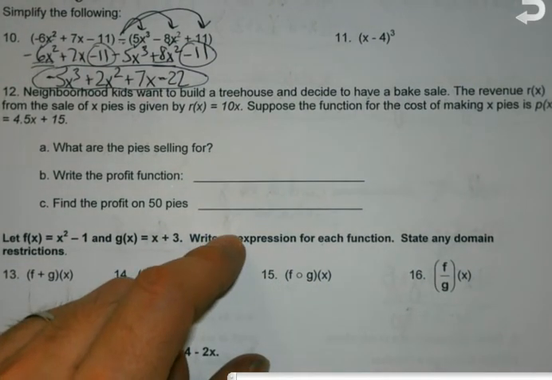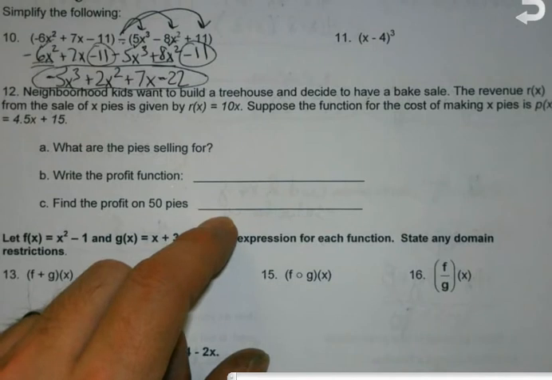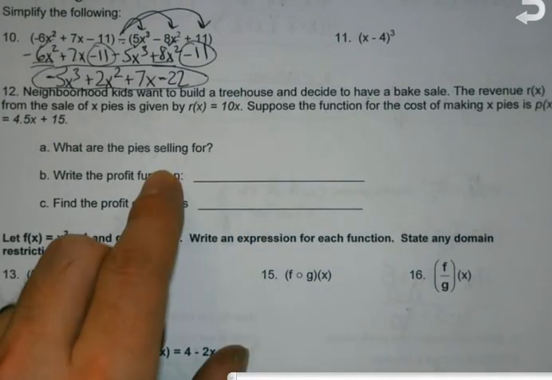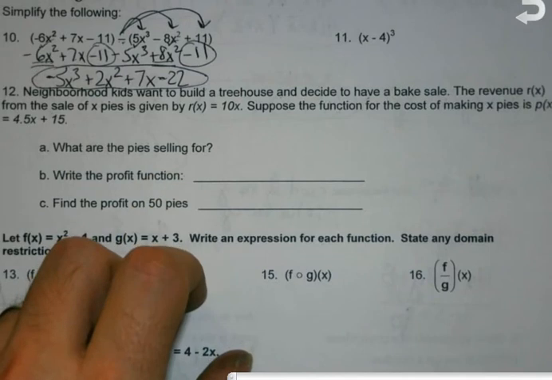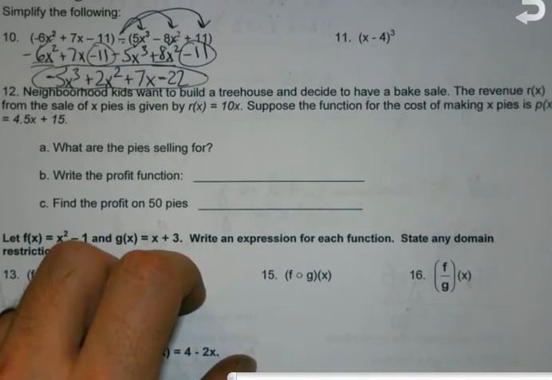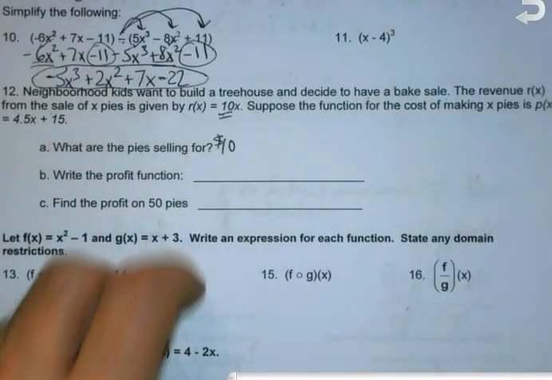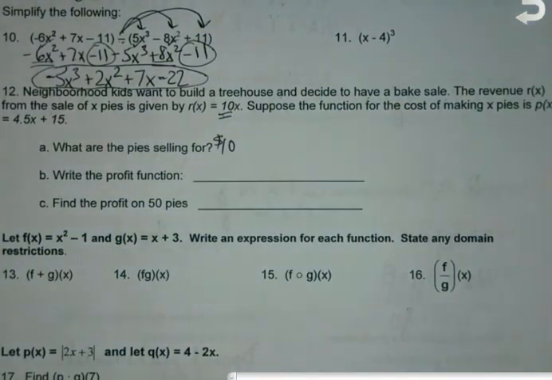Okay, neighborhood kids want to build a tree house and they're going to have a bake sale. Their revenue from the sale of x pies is given by r of x equals 10x. Suppose the function for the cost is 4.5x plus 15. What are the pies selling for? The answer is not a tree house. $10. You're like, where's that coming from? Whatever value is in front of x for your sale, that's how much you're charging for something. So that's what we're looking for in part A.